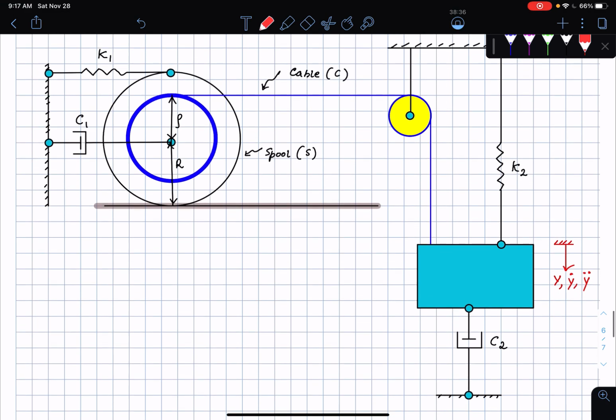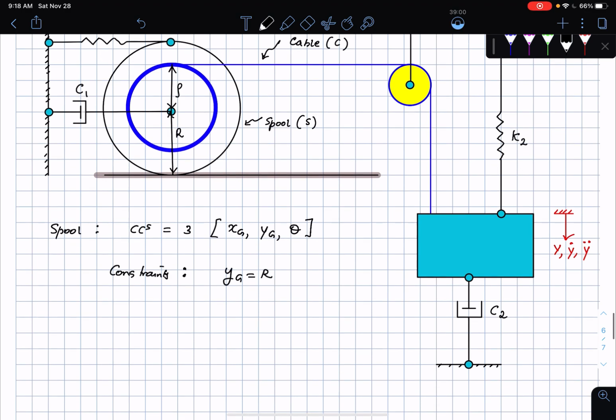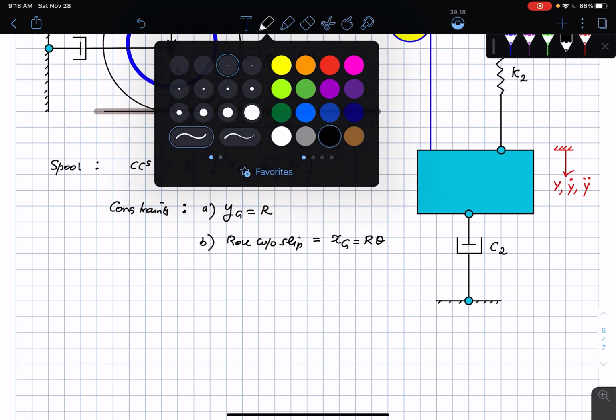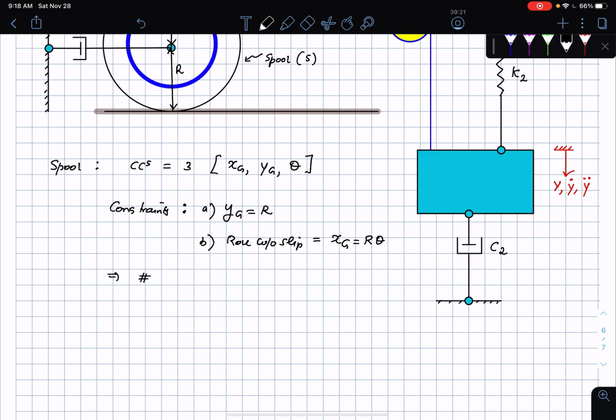Okay, and for the spool, we would have started off with 3 degrees of freedom, or 3 configuration coordinates. So that would be x at the center of mass, y at the center of mass, and then some theta. Okay, there will be 2 constraints. Yg is equal to r, that's a fixed height, right? And then the second constraint is that you're rolling without slip, which tells us that xg is equal to r times theta. So that is the idea of rolling without slip, which means that for the spool, the number of degrees of freedom will be 1. And we will call that theta.